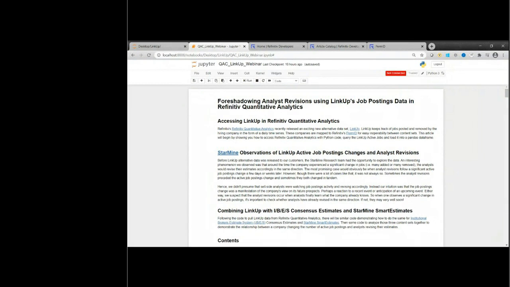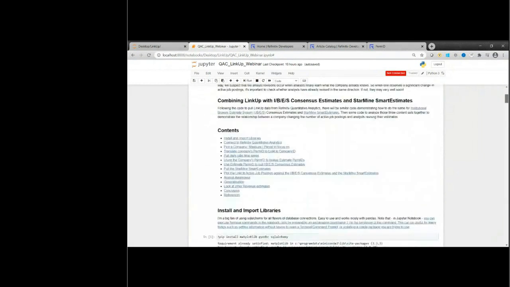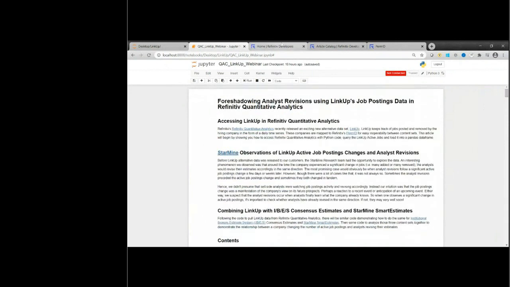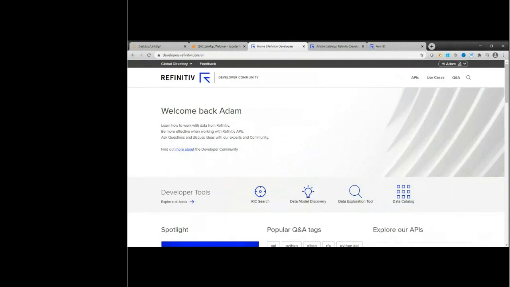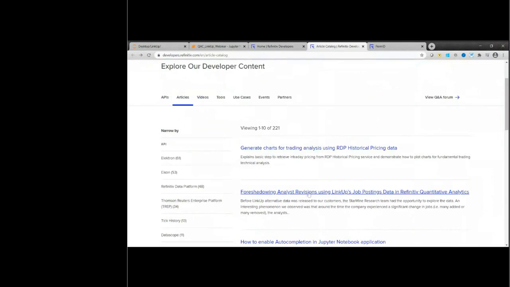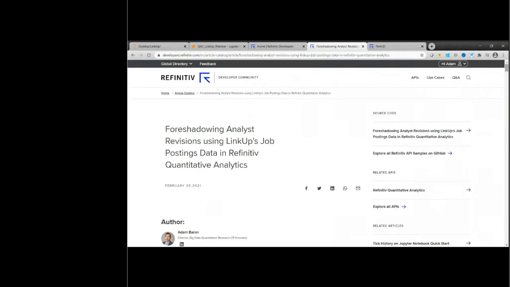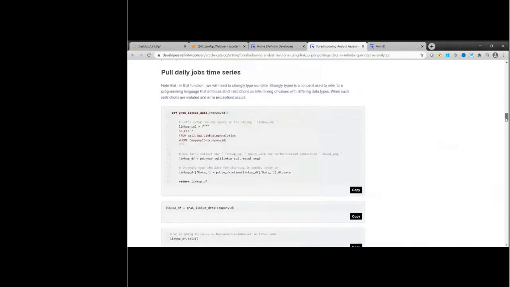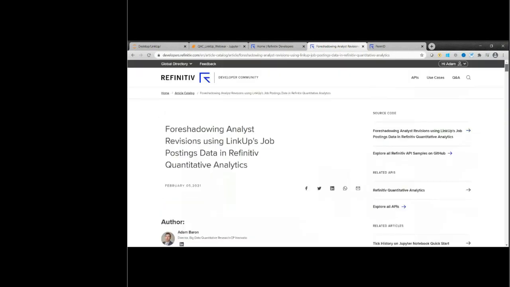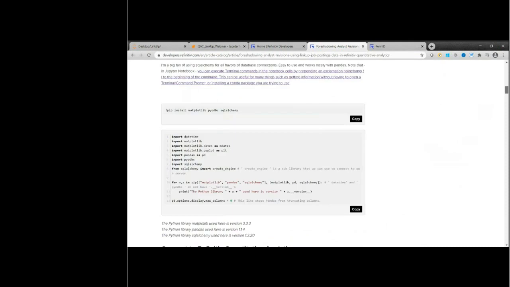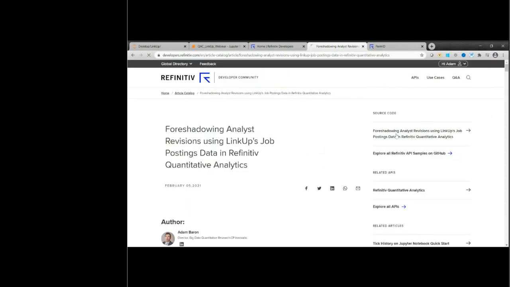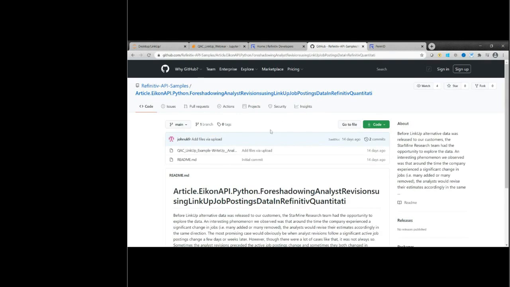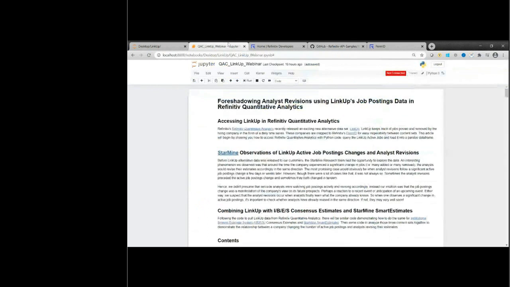So what you're seeing right here is a Python notebook hosted on Jupyter. Just so you know, if you go to developers.refinitiv.com, all of the code is here too under articles. It's actually the second most recent article. The companies in here are slightly different because this was posted a little bit before the webinar, but it's still essentially the same code. If you want the actual code, you go under source code, and here's the Git repository for Refinitiv, and you can download the actual Python notebook file. So you don't need to be feverishly taking notes because it's there for you later.